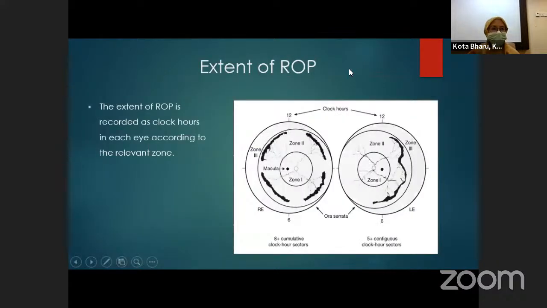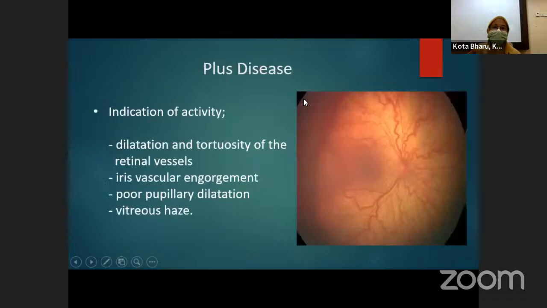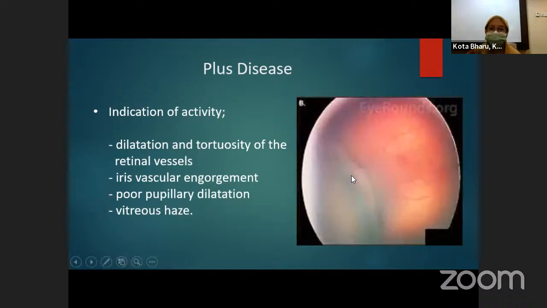So we go to extent of ROP. The extent of ROP is recorded as clock hours in each eye according to the relevant zone. For example, this ROP occurs at zone 2 from 1 o'clock to 6 o'clock, so it is 5 contiguous clock hours. For example, this ROP occurs at zone 2, but 8 cumulative clock hours. Okay, what is plus? Plus is the indication of activity of the disease. It's characterized by dilatation and tortuosity of the retinal vessels, iris vascular engorgement, poor pupillary dilatation, and vitreous haze.